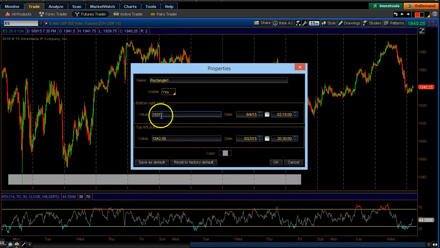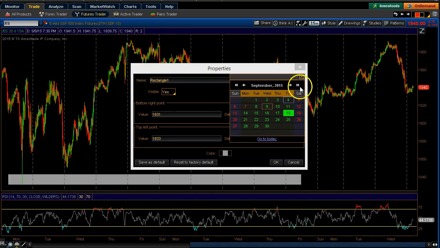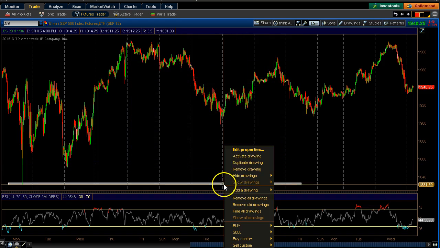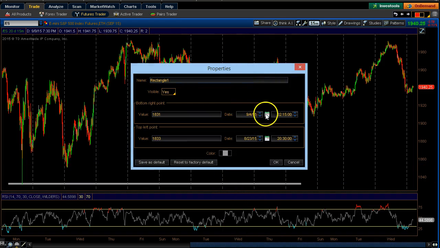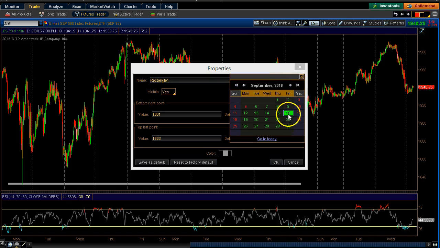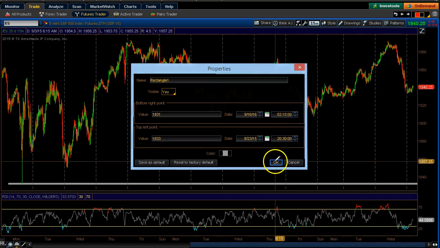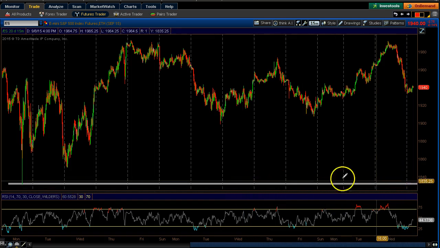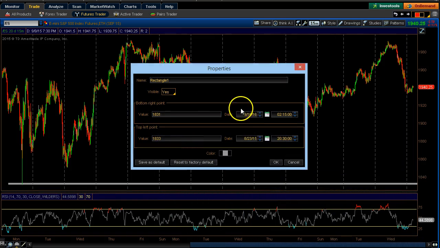And I'm going to change the value from 1831 for the bottom to, we'll say, 1833. Now for the time, because the bottom is going to be this level down here, we're going to send that all the way to the right a good year, okay? And now what's going to happen is you'll actually see how it extends all the way to the right, right? So we never have to keep adjusting it.